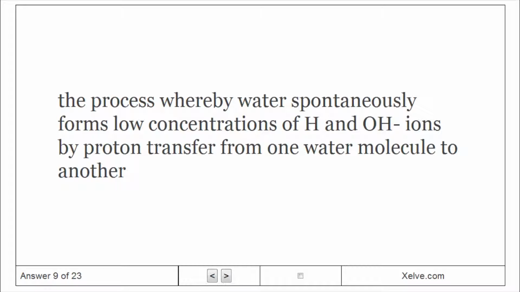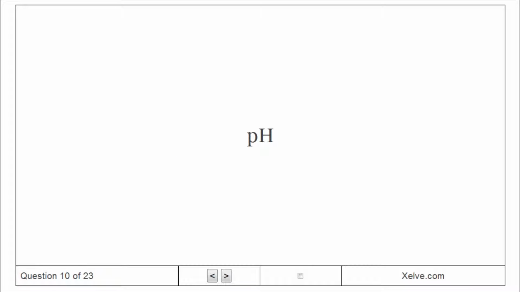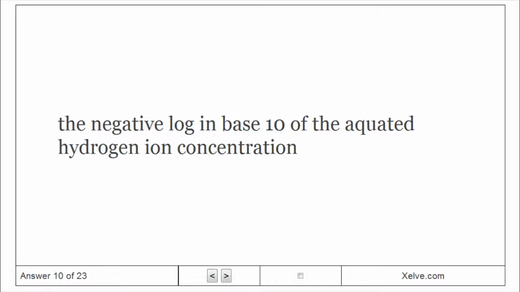Auto-ionization. The process whereby water spontaneously forms low concentrations of H+ and OH- ions by proton transfer from one water molecule to another. pH. The negative log in base 10 of the aqueous hydrogen ion concentration.